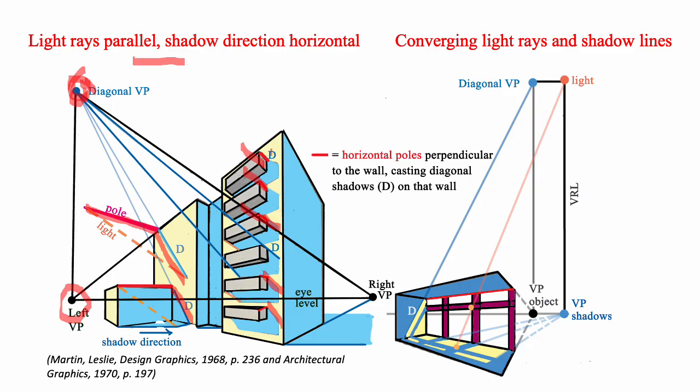Now in the second case, we have a shadow vanishing point, we have a light vanishing point, and we have an object vanishing point. And let's say we don't know where this diagonal should be. Well, we know where the diagonal vanishing point is if we know the other three vanishing points. So it will tell us that these diagonals on the wall should go to this vanishing point up here.